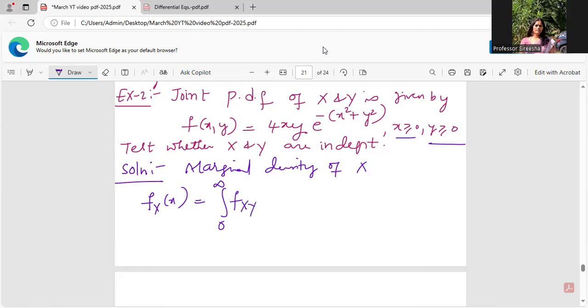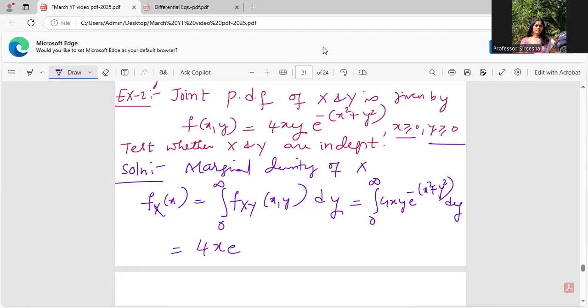When I'm finding for x, it is dy. Integral 0 to infinity of 4xy e power minus (x square plus y square) dy. Whatever terms are there with respect to x, those are all constants. Like our 4, x is a constant, e power minus x square is also a constant. The only thing that I have to integrate is y times e power minus y square dy.